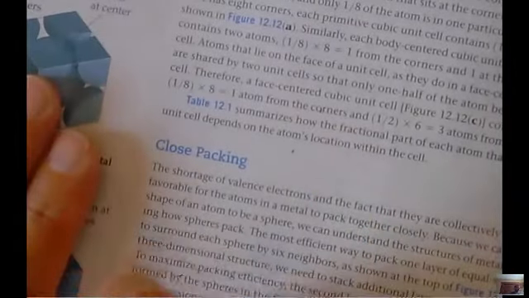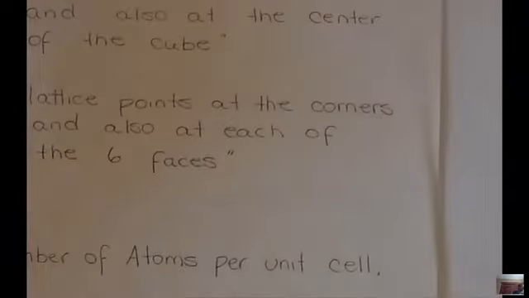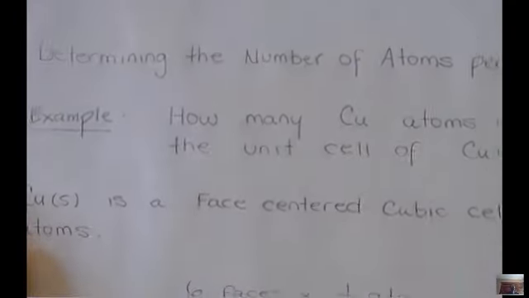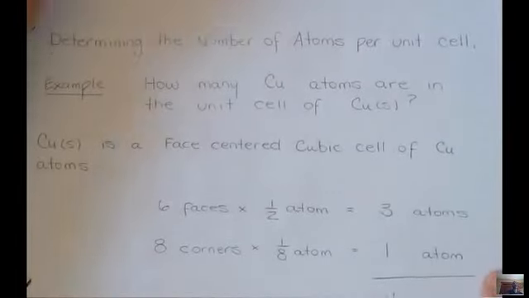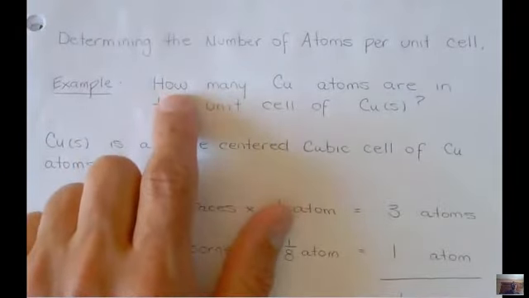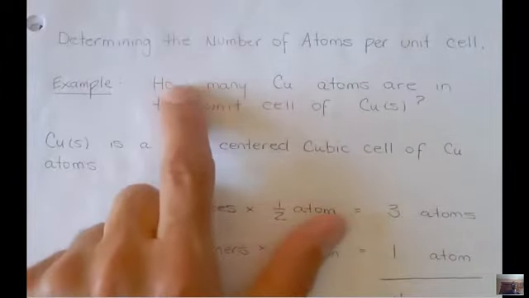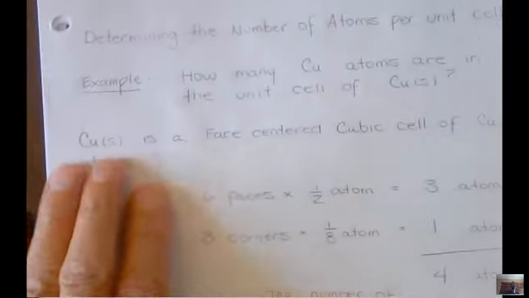Okay. All right. So let's look at actual copper. If I asked you this on a test or in a homework, I don't even have to show you the crystal structure. I can describe it. Okay. So here's the question. Determine the number of atoms per unit cell for copper when copper has the following properties. How many copper atoms are in the unit cell of copper?